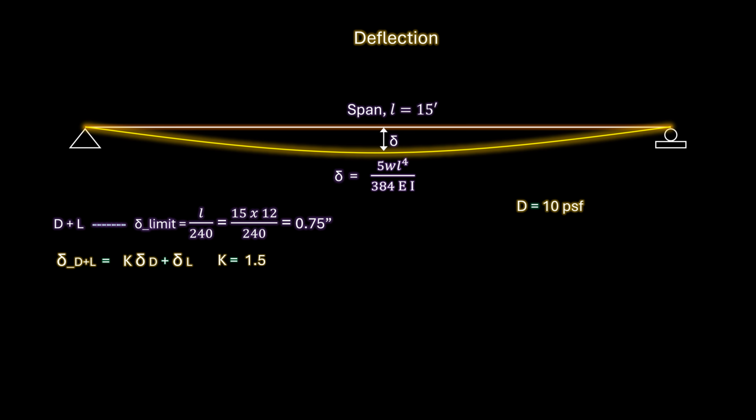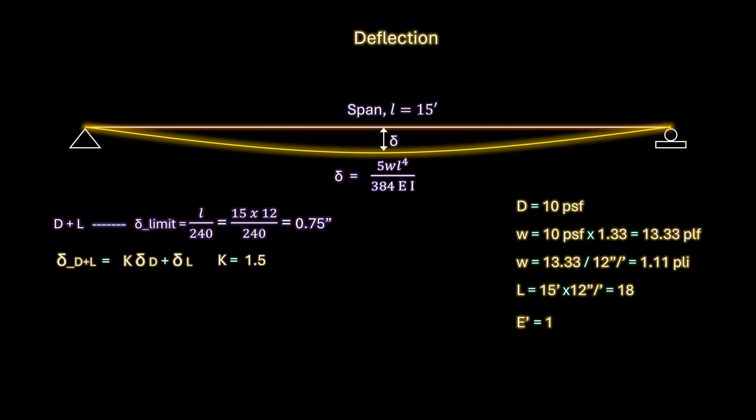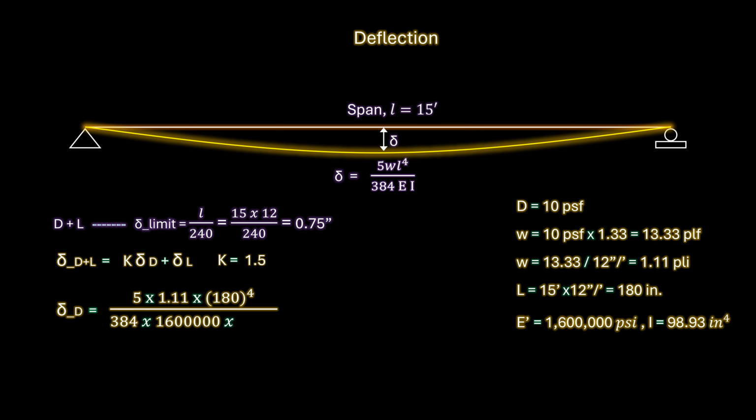The uniform dead load is 10 pounds per square foot. The uniform linear dead load is the product of 10 pounds and the tributary width, which is 1.33 feet. Therefore, the uniform linear dead load is 13.33 pounds per linear foot. This may be converted to pounds per linear inch by dividing by 12 inches since there are 12 inches in 1 foot. Therefore, the loading is 1.11 pounds per linear inch. If we use the deflection formula, the dead load deflection is 0.096.